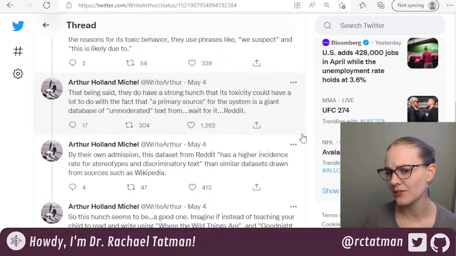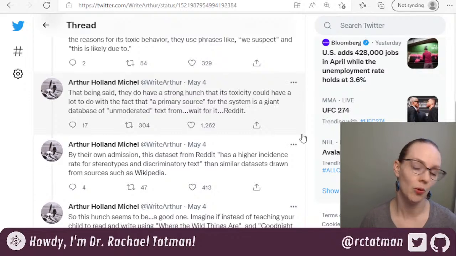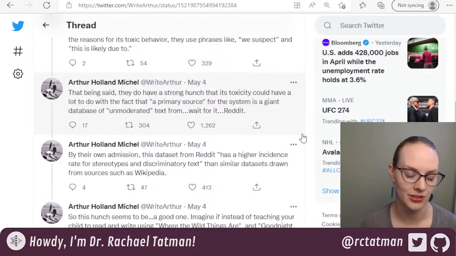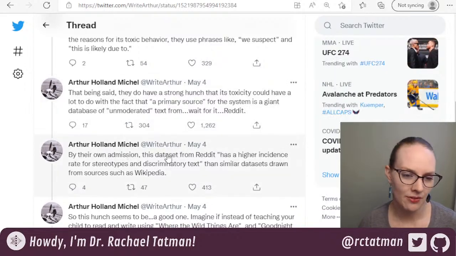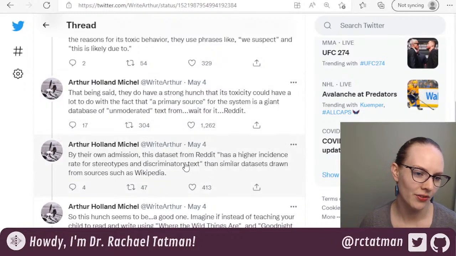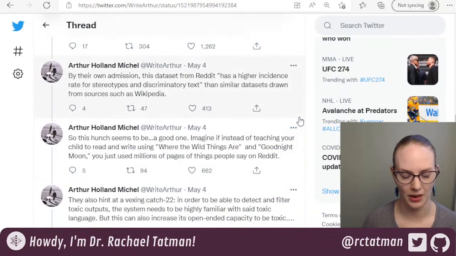Not quite as permissive as Wikipedia, but Wikipedia has far less dyadic discussion, or multi-adic. It doesn't have to be just dyads, than Reddit does. By their own admission, the dataset from Reddit has a higher incidence rate for stereotypes and discriminatory text than similar datasets drawn from sources such as Wikipedia.